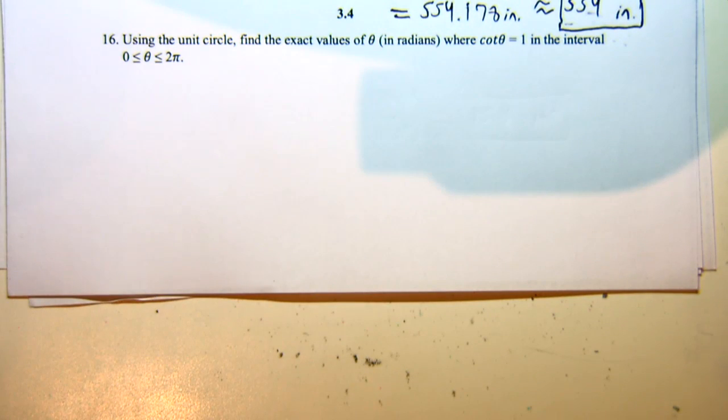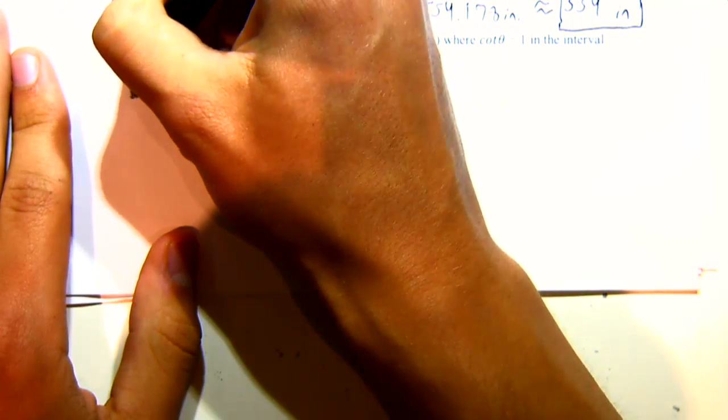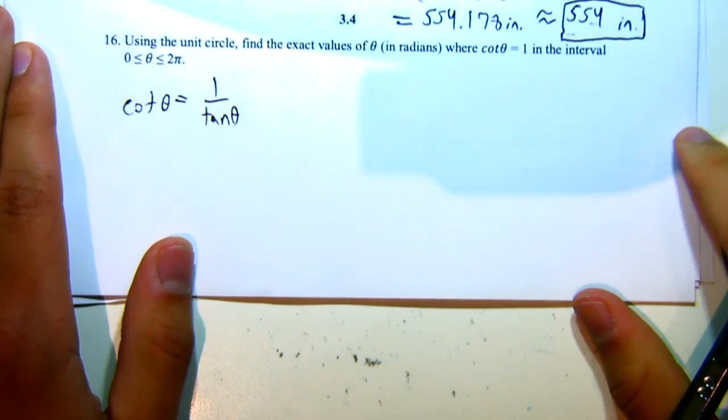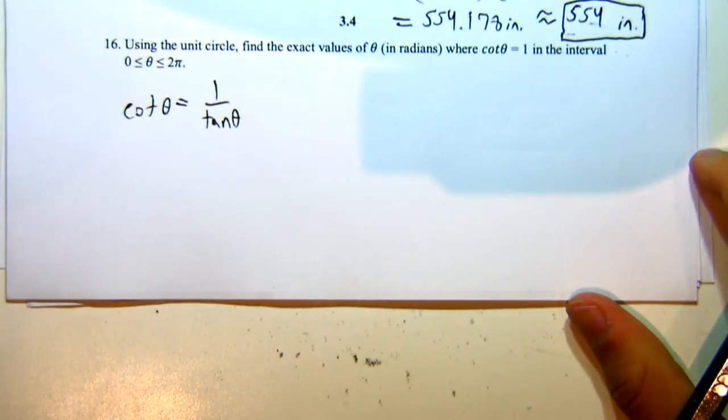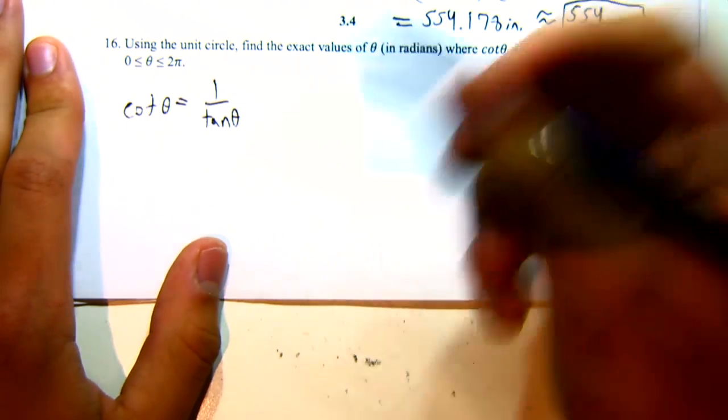So using the unit circle, find the exact values of theta in radians where cotangent theta is equal to 1 on the interval 0 to 2 pi. So first, let's figure out what cotangent theta is. We know that cotangent theta is just the reciprocal of tangent theta. Knowing that, it doesn't really change anything since this is 1. So either way, it's going to be 1.